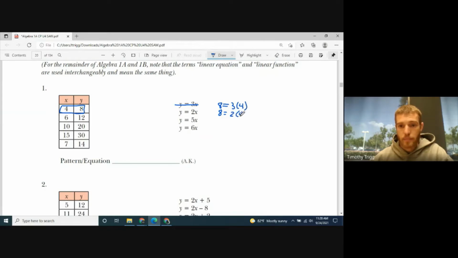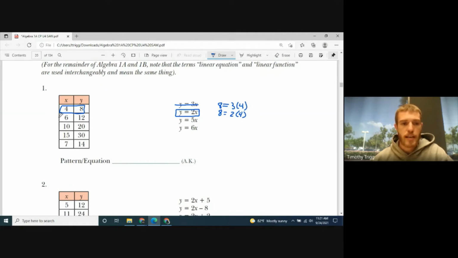Is this accurate? 8 equals 2 times 4? Well, yes, that's accurate. So that's good. Now, I don't want you to just check one point. I want you to check at least 2 points. You always have to check at least 2 points because there might be multiple equations that have this first point, but only one of the equations will have multiple points.